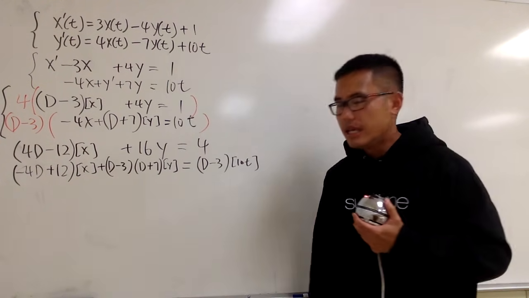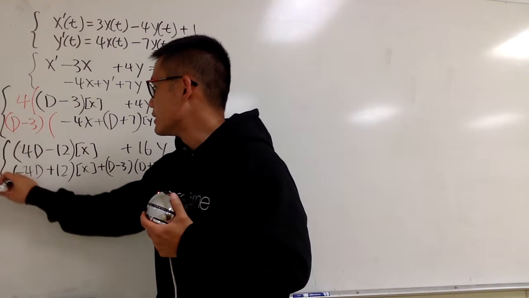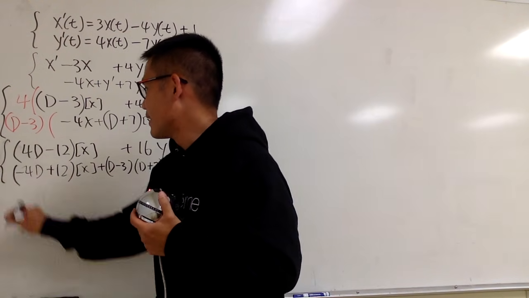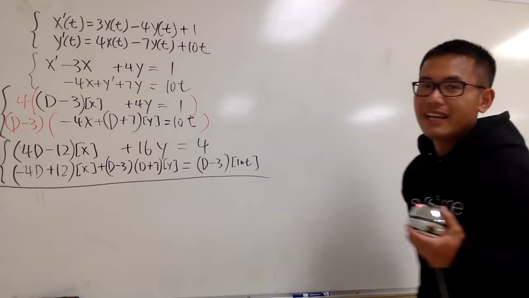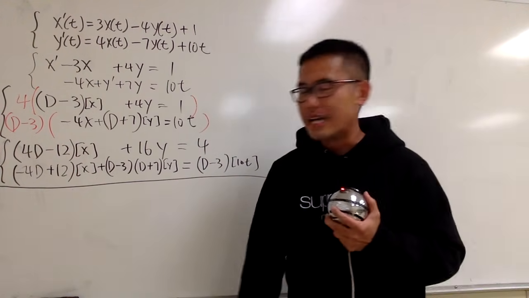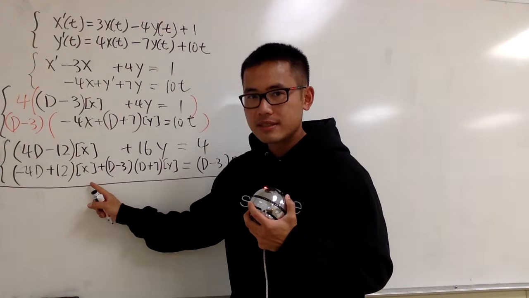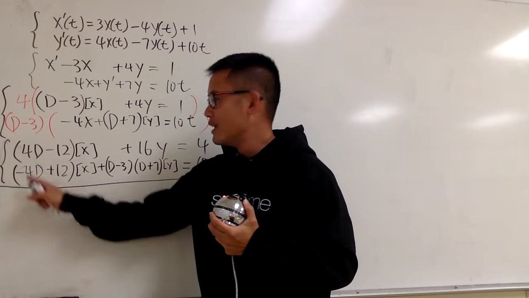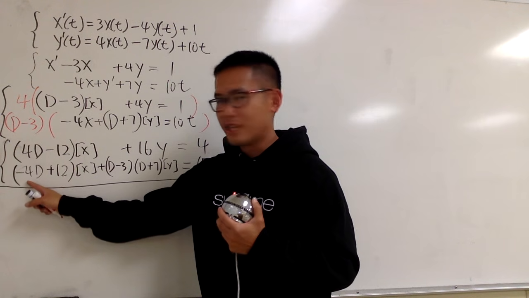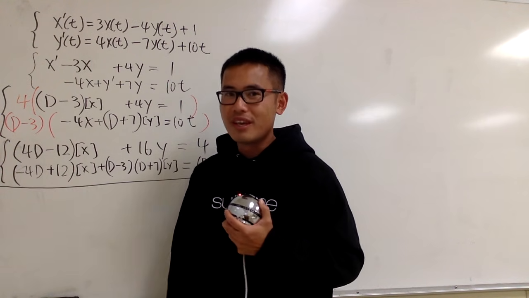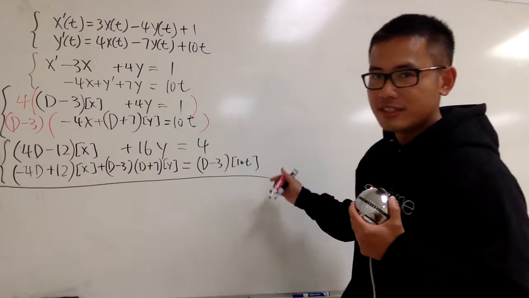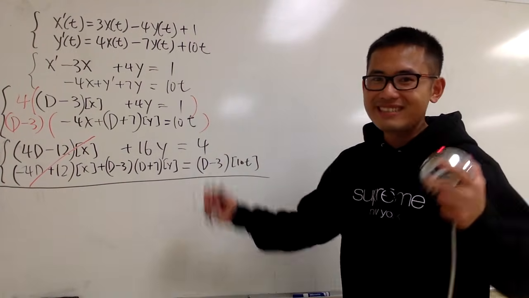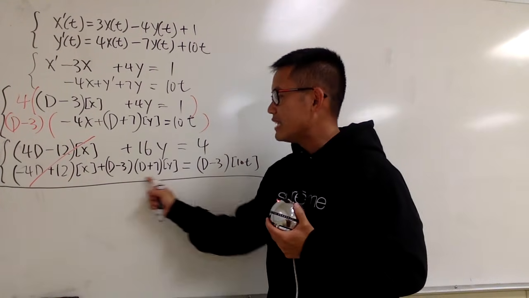And now you see the beauty of doing so. Okay, here are the x. The things in front of the x are pretty much the same, but with opposite signs. 4d and negative 4d will cancel. Negative 12 and positive 12 will cancel. When I combine these two equations together now, the x terms will be gone. That's wonderful, right? And now I just have to add this up together.